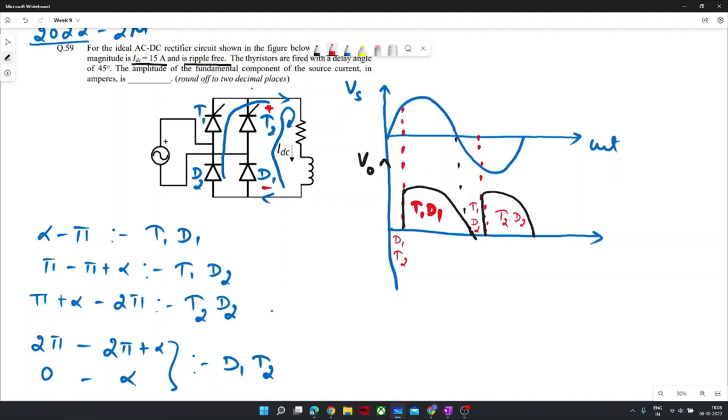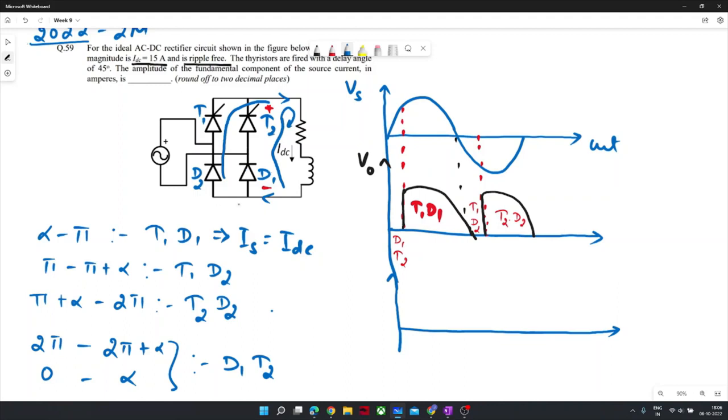Actually we need to find the current waveform from the source side, but until we know which kind of pattern is there, we can't exactly know how the source current will flow. So now we know this voltage waveform and when the source will conduct. For that purpose, I can easily draw the source waveform, right? How? When T1 and D1 conduct, the source current is equal to IDC. So when T1 and D1 are conducting, IS is equal to IDC.